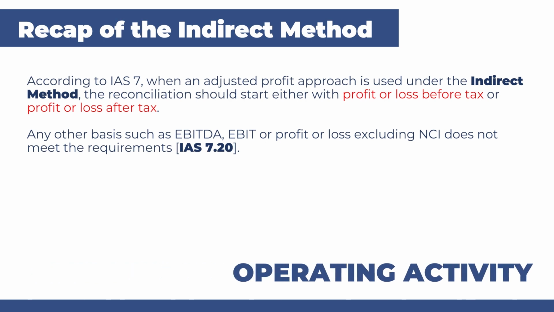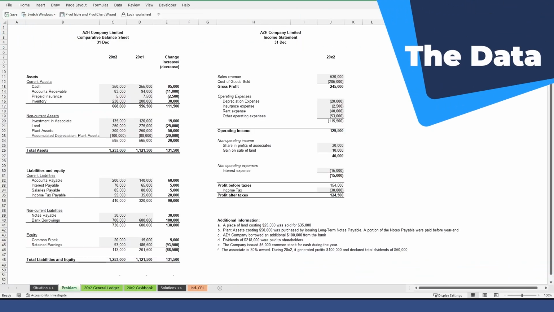Another thing to remember is that the reconciliation should start either with profit or loss before tax or profit or loss after tax. Any other basis such as EBITDA, EBIT, or profit or loss excluding NCI does not meet the requirements of the standard. Let's now move into the heart of the discussion.